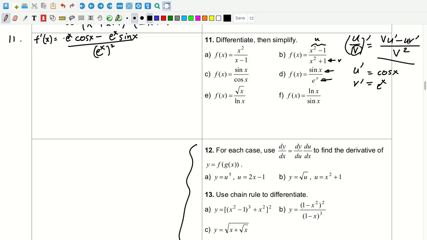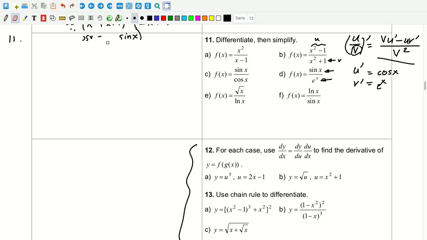Now notice, I've got a factor of e to the x right here, I've got a factor of e to the x right there, and I've got 2 factors of e to the x on the bottom. So why don't I factor out e to the x? That provides me with an opportunity to cancel. So I'm going to cancel this with one of the factors on the bottom, and my final answer just sticks out like a sore thumb: cos x minus sine x over e to the x. Done. All right, so that's that answer.